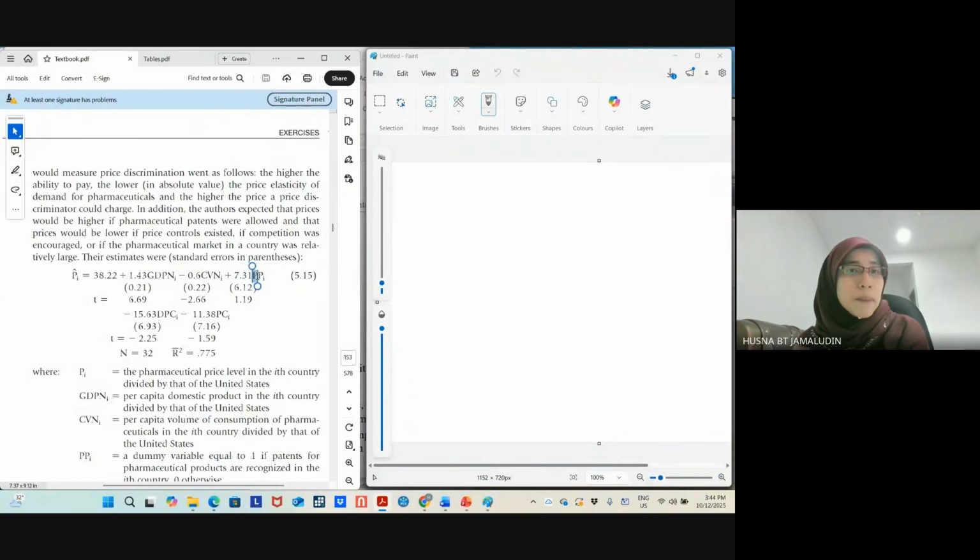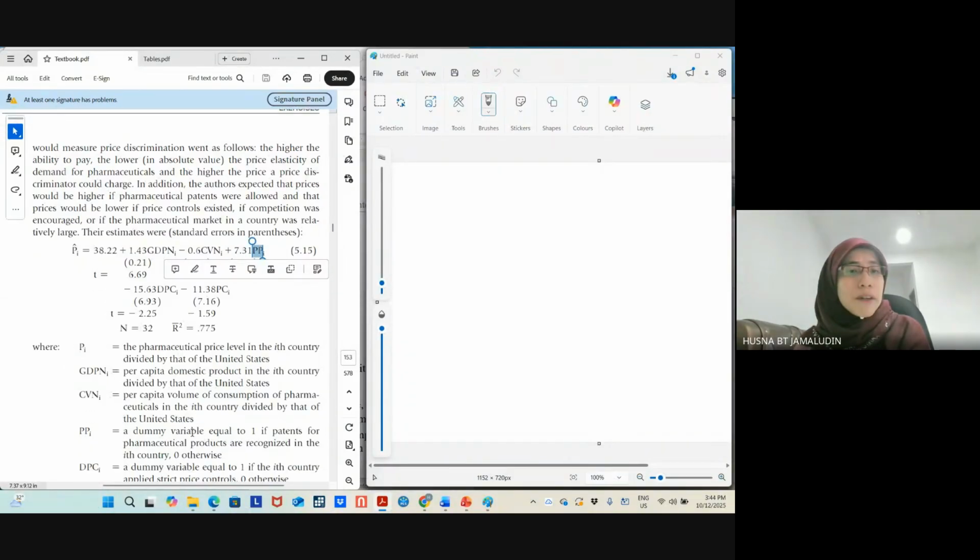And then they also have PP. What is this PP? The dummy variable equal to 1 if patents for pharmaceutical products are recognized. It means that if they allow patents, of course the price will be higher. This is what it says. So they expect that the price will be higher if patents were allowed.